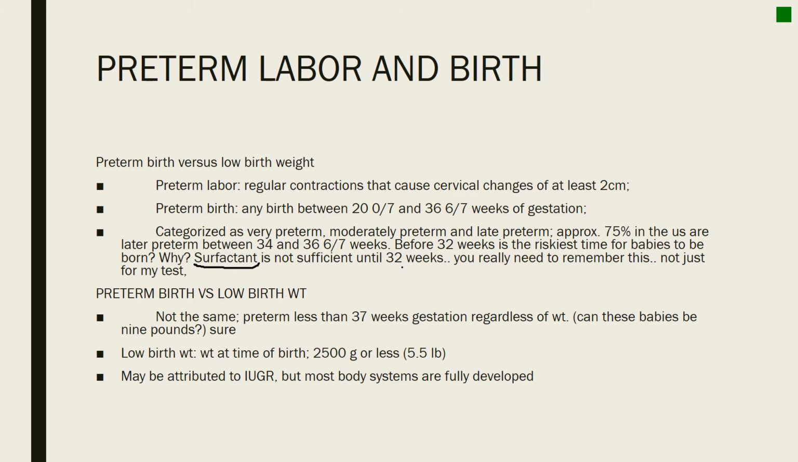So preterm birth is not the same as low birth weight, okay? Not the same. Preterm is less than 37 weeks, regardless of how big this baby is. Can I have a 9-pound preterm baby? Sure. These gestational diabetes or these DM moms can have big babies that are absolutely not mature. Low birth weight: weight at the time of birth is 2,500 grams or less. That's less than 5.5 pounds. This may be attributed to IUGR, but most of the body systems are fully developed.